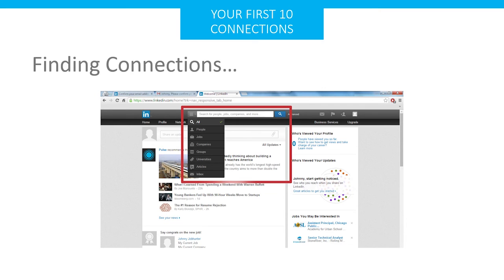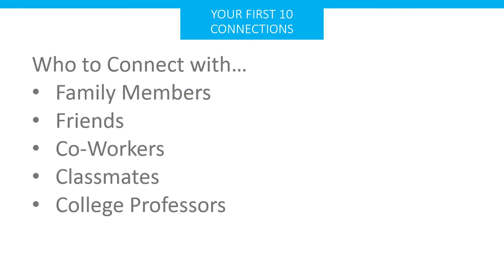But if you're not sure who to look for, here are some recommendations to start off with. We recommend connecting with any family members, friends, coworkers, classmates, or college professors. Go through the list and find as many as you can. You don't have to stop at 10, but we recommend you get at least 10 for now.